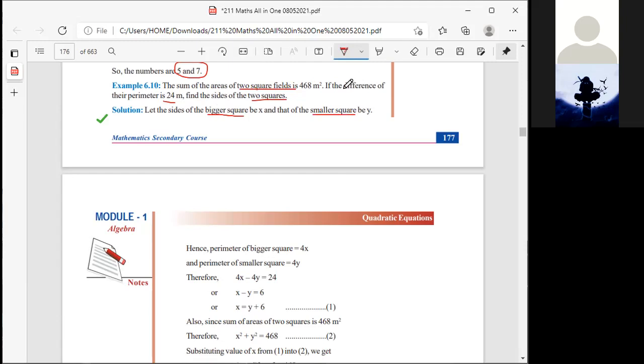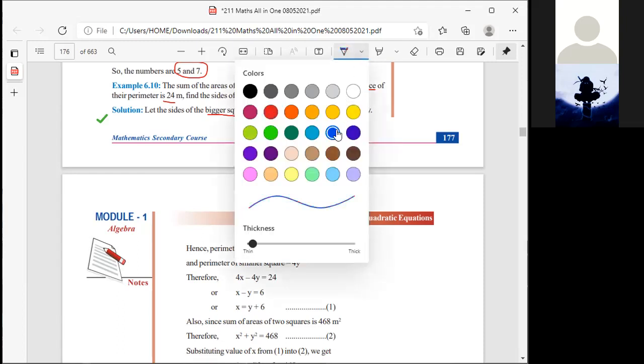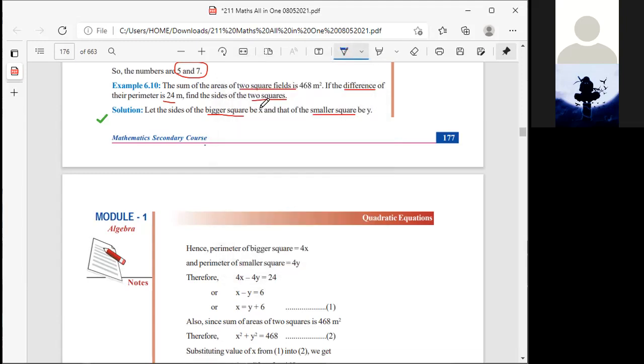Because they're talking about the difference. So there is a difference between two squares in their perimeter. If there is a difference in the perimeter, that means one square is bigger and the other is smaller. So now let me take the bigger square as x. And let me take the smaller square as y. Now I need to know, according to whatever information they have given me, that if I have to find the perimeter, what is the formula for perimeter of a square? Do you know the formula? How to find the perimeter of a square?